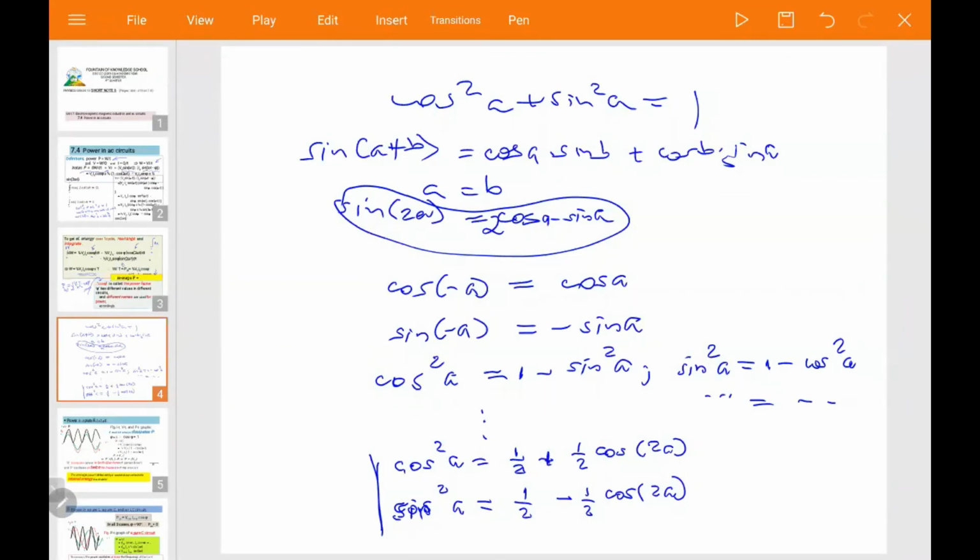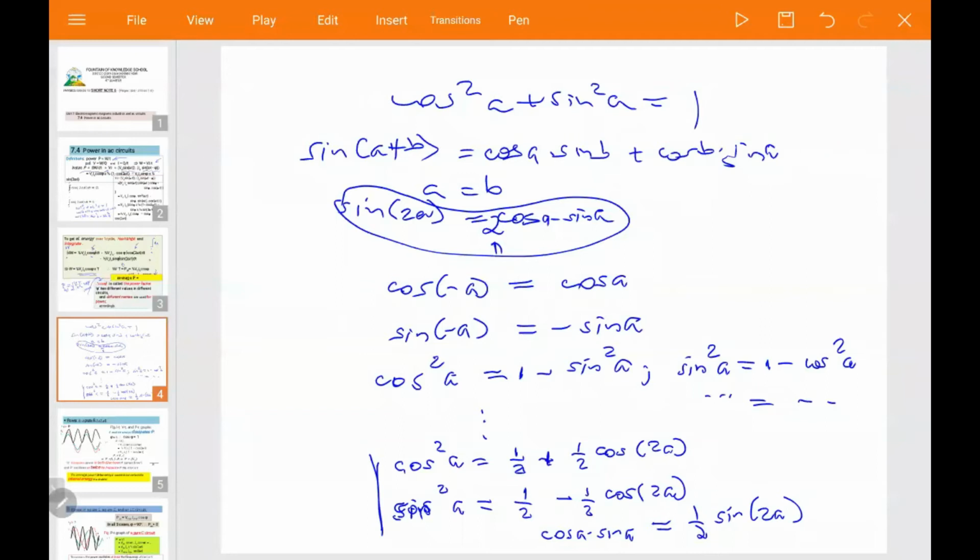Not only that. You see over here, sine of 2a equals twice cos a sine a. Wherever we come across cos a times sine a, there is a factor 2 here. If you solve for cos a sine a, you get a half of sine of 2a. You see what we are doing now? We are concentrating on cos of 2a and sine of 2a. Why that? I'll tell you later on.